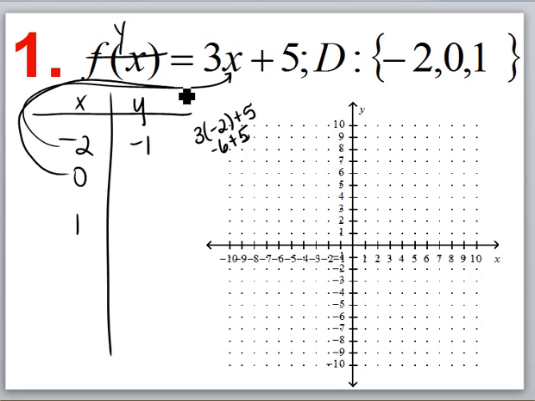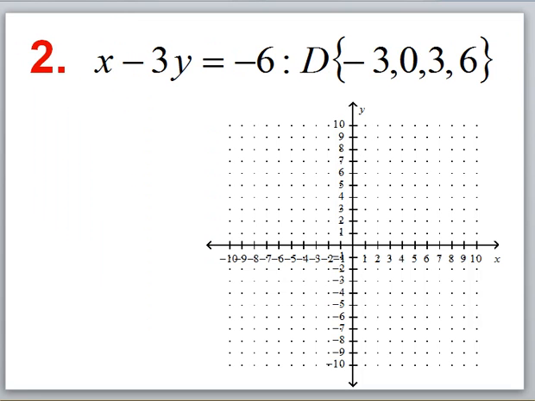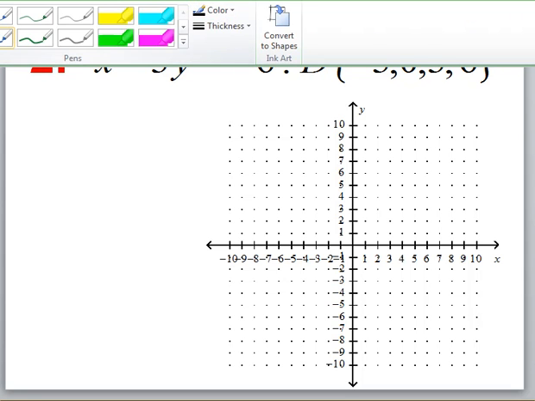Then I'm going to plug in 0. So I've got 3 times 0 plus 5. 3 times 0 is 0, plus 5 is 5. I'll take my last value and plug it in. 3 times 1 plus 5. 3 times 1 is 3. 3 plus 5 is 8. So I have 3 ordered pairs. I'm going to graph -2, -1, that's about right here, 0, 5, and 1, 8. Last thing I do is just connect those dots together, and you can see it makes a straight line. It wasn't an x squared function or an absolute value, so I knew it was going to make a straight line.